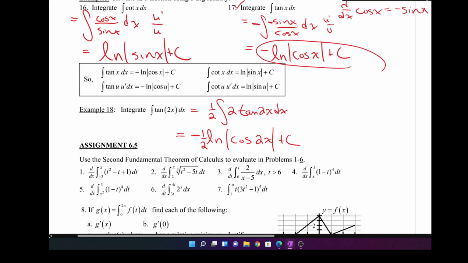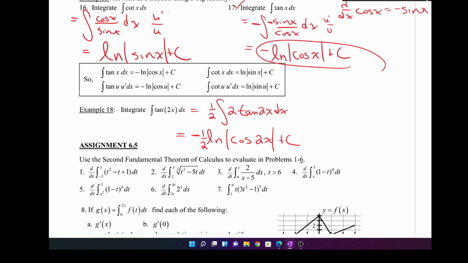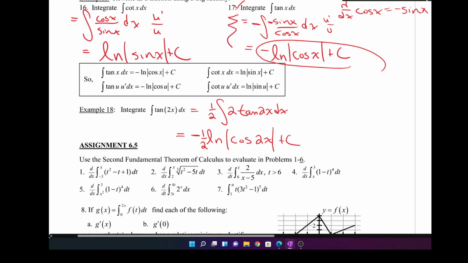And you're like, can it really be that easy? Sure. Take more time and try this method with the 2x in there, and I guarantee you that if you do it correctly, this is what you're going to get.